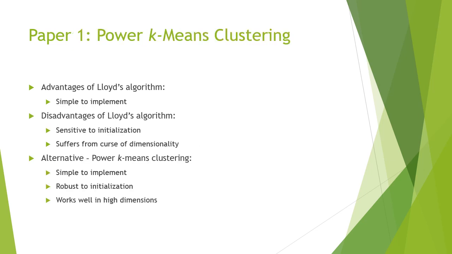So let's discuss the first paper, which is called Power K-means clustering. It's from ICML 2019. Lloyd's algorithm for K-means clustering is currently the most popular clustering algorithm because of its speed and simplicity. However, Lloyd's algorithm suffers from some well-documented disadvantages like initialization sensitivity and the curse of dimensionality. So the authors of this paper have proposed an alternative which retains the speed and simplicity of Lloyd's algorithm and simultaneously tackles the disadvantages.